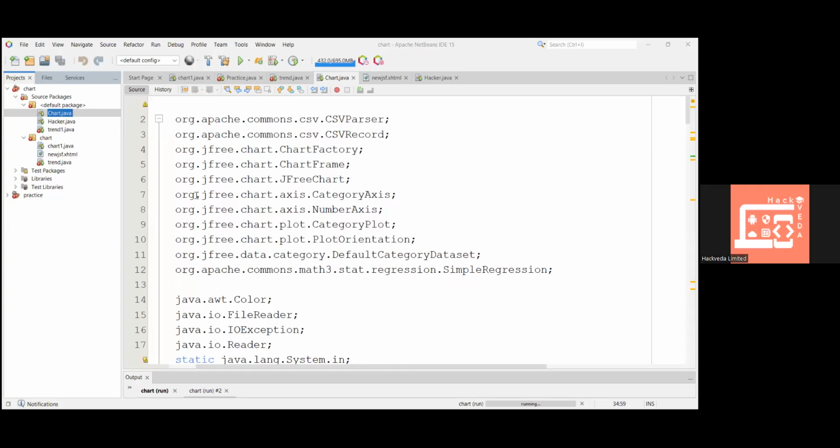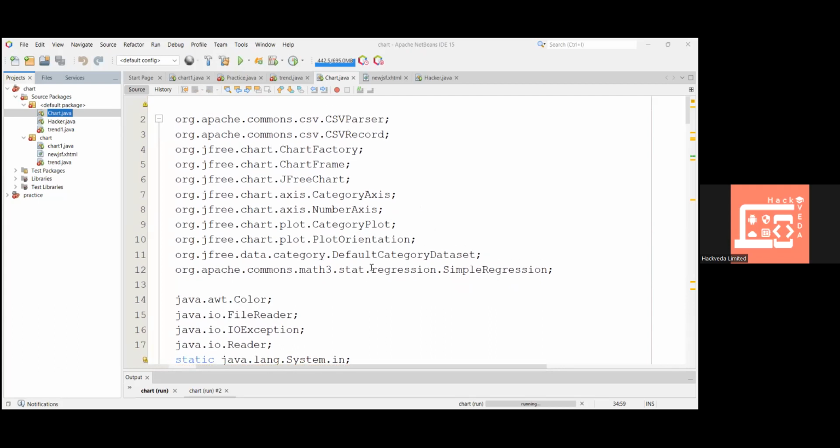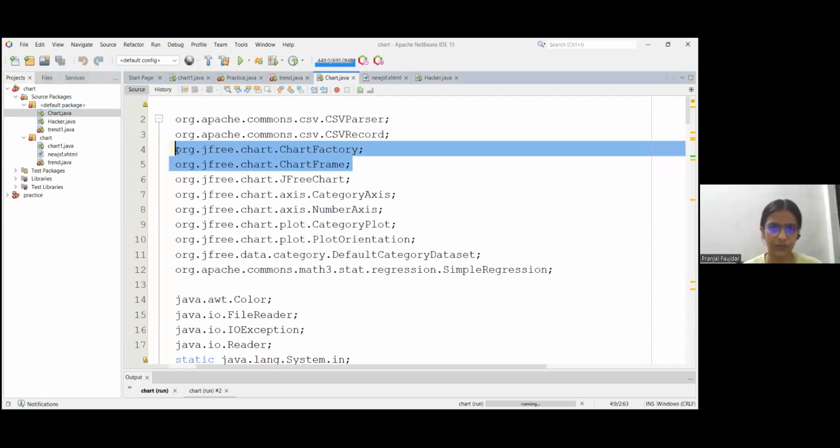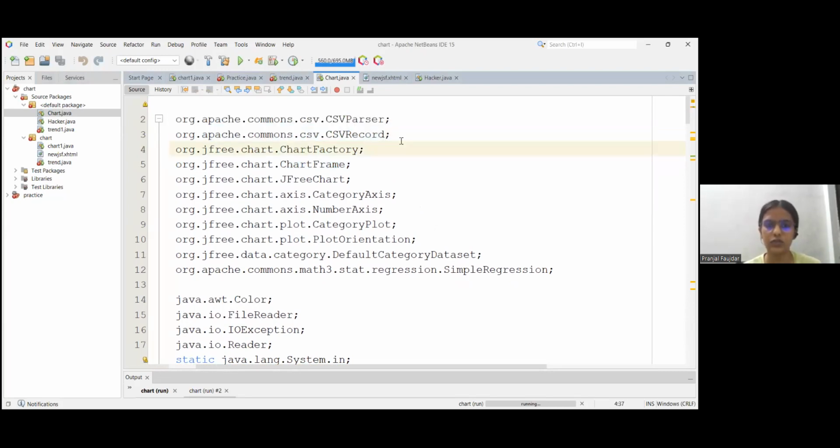Yeah. So these are the Apache Commons CSV libraries which I have used: the CSV record and parser. These libraries are used for reading our file, like our CSV data set.